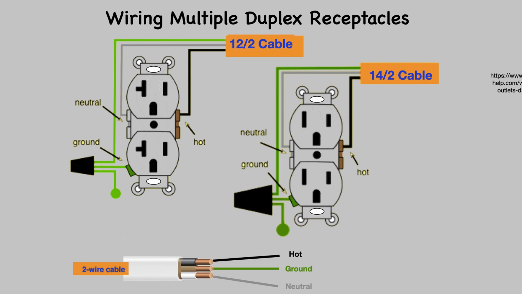These receptacles are usually found in kitchen wall outlets where 2 branch circuits are needed to serve small appliances and a refrigerator separately. When using this device for heavy appliances like washing machines and microwaves, it should be connected to a dedicated 20 amp 120 volt circuit breaker.